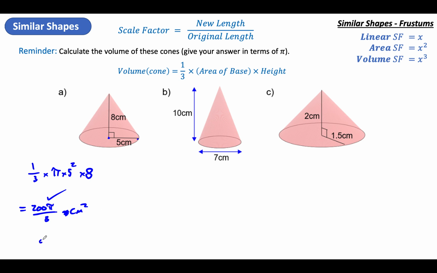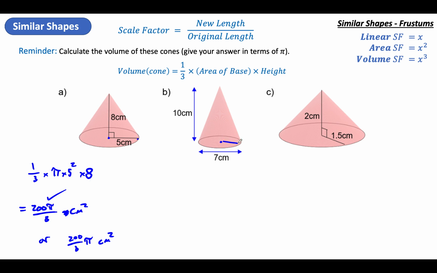You might have written it 200 over 3 pi. That is equally good as long as you've got your units, centimetres squared. But either way, it's 200 pi over 3. Good. Yeah, I'm not going to do decimals. It said don't do decimals, so I'm not going to do decimals.